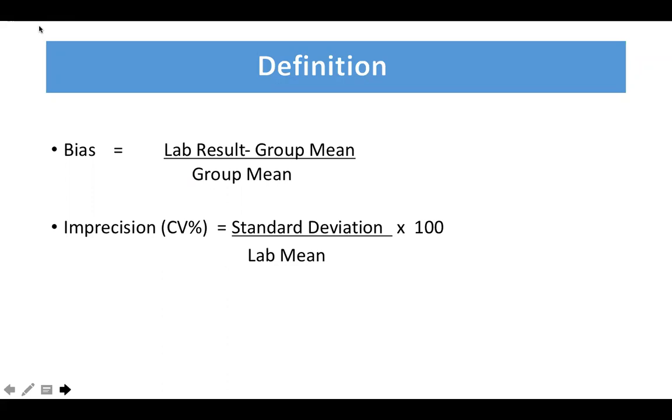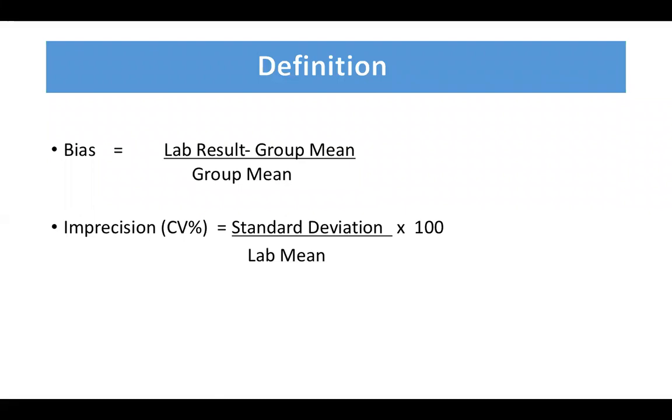See, bias we are calculating based on our EQAS report. And if you are participating in EQAS, then you will know you are getting the group mean in your EQAS report. Lab result is your value, then the group mean you are getting from the EQAS report. Lab result minus group mean, divided by group mean, into 100. That is bias percentage.